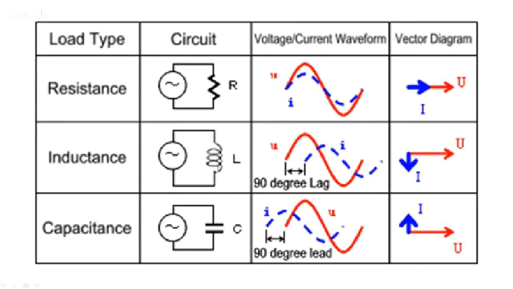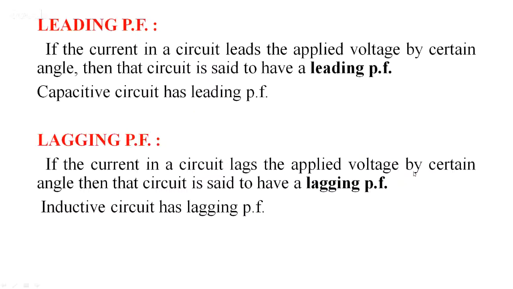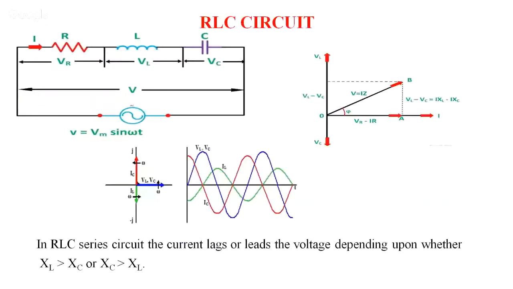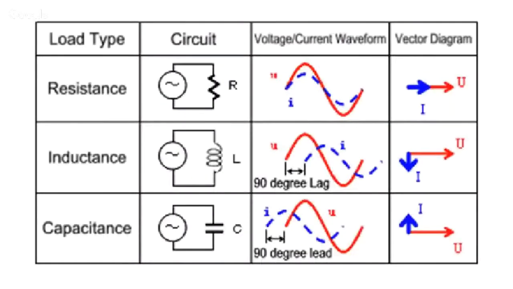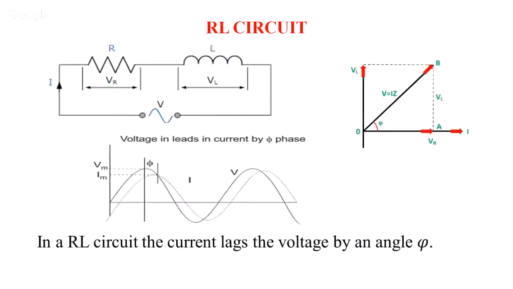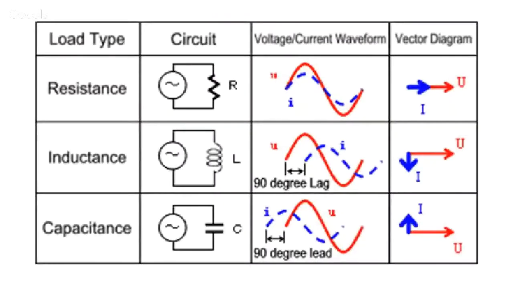If it is a pure inductive circuit, then the current lags the voltage by 90 degrees. Current lags the voltage by 90 degrees. And in case of capacitance, you can observe the current leads the voltage by 90 degrees. So you can see current leads the voltage by 90 degrees.